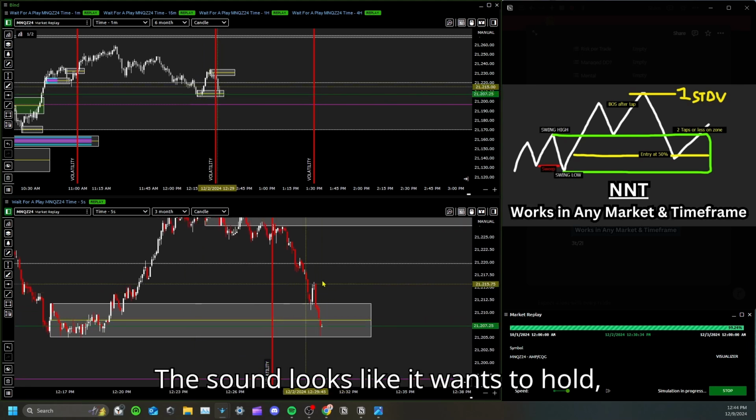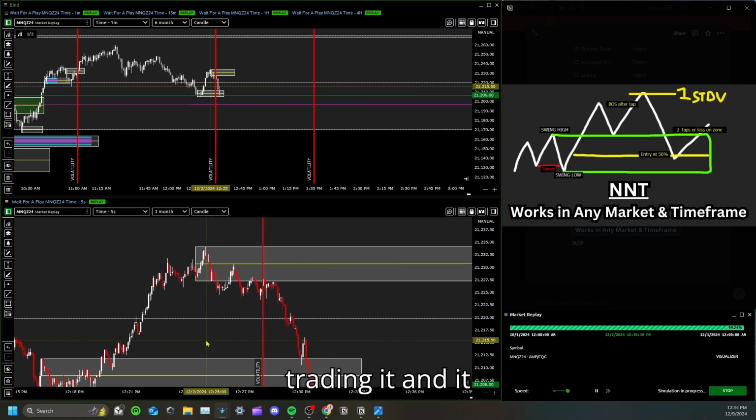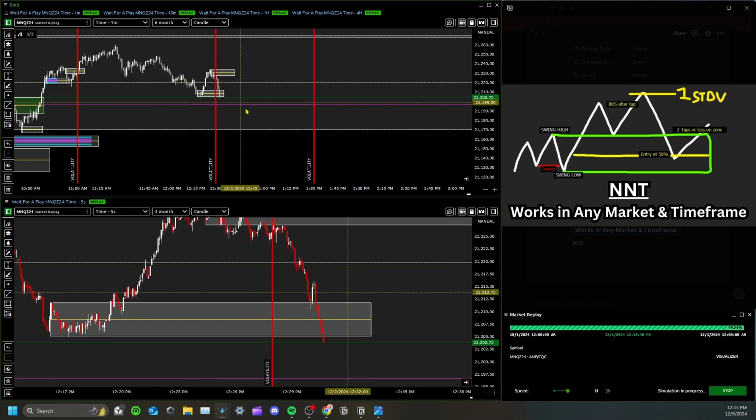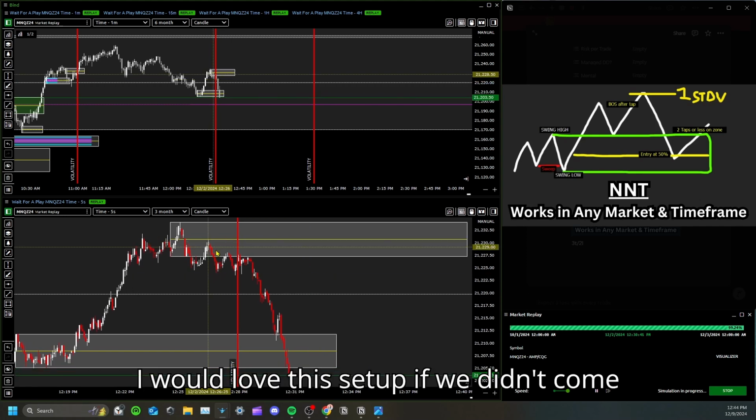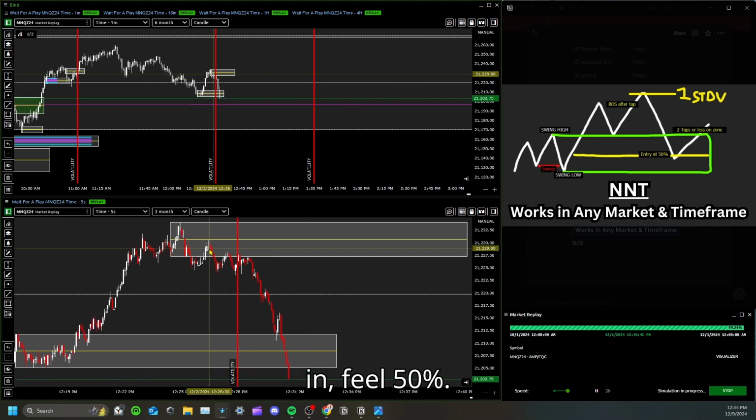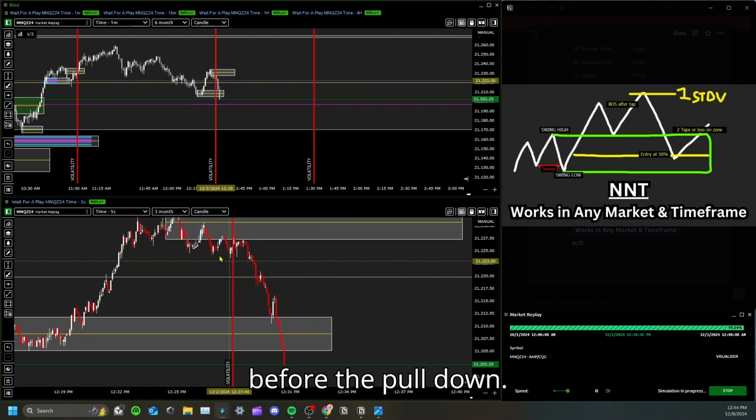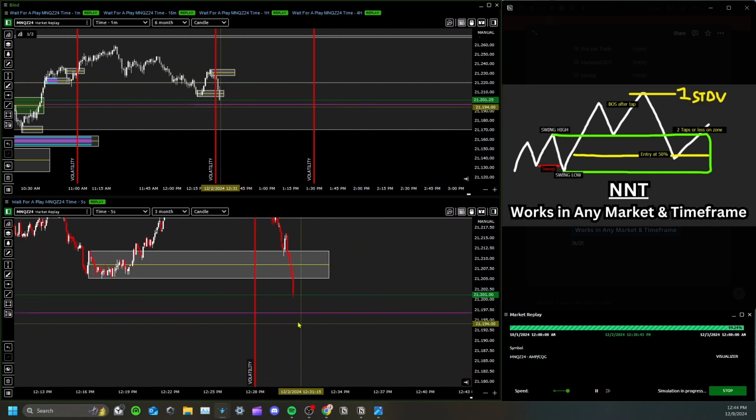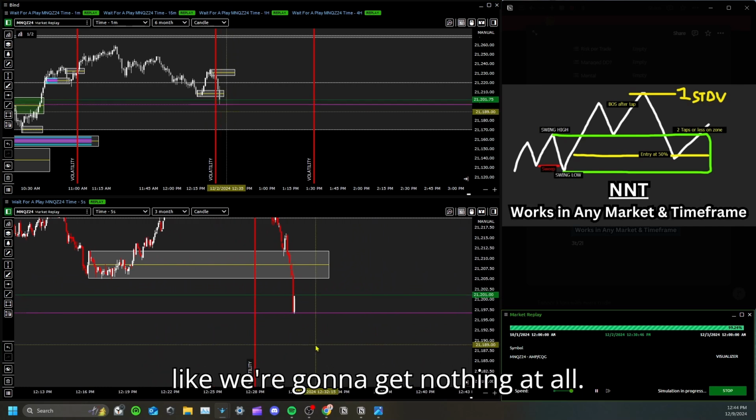The zone looks like it wants to hold, but it doesn't really matter because we're not trading it. And it seems very, very bearish. I would love this setup if we didn't come in and fail 50%. Normally, you would get a nice setup before the pull down. So just skip this. It's really nothing. I feel like we're gonna get nothing at all.